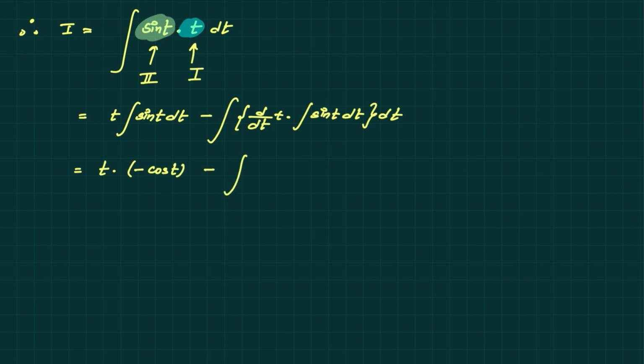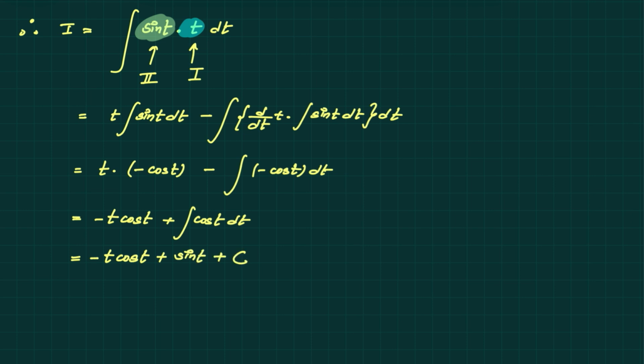minus the integration of d/dt of t, which is 1, and the integration of sine t, which is minus cos t, dt, equals minus t cos t plus the integration of cos t dt, equals minus t cos t plus the integration of cos t, which is sine t, plus c. Now let us put back the value of t.